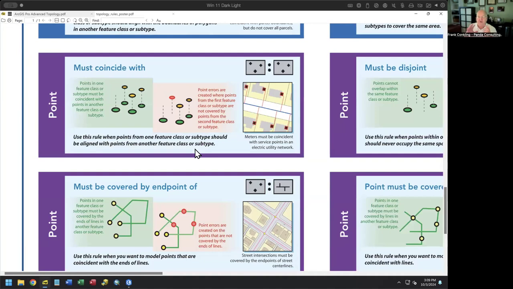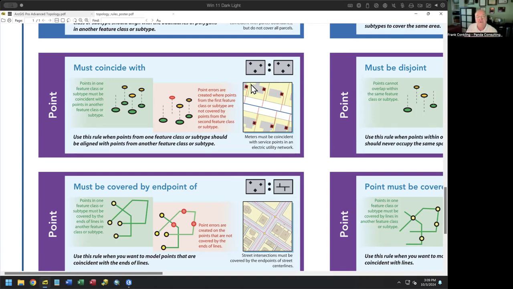Again, this is a great graphic that shows you a couple of things. When you're reading this rule, first look at the upper right corner. It tells you what it's comparing, and in this case, it's comparing points to points. It's saying that the points of one feature class or subtype must be coincident with the points in another feature class or subtype. It also gives you hints as to when to use this rule, in this case when points in one feature class should be aligned with another one. And it will show you whether or not they are overlapping or coincident.